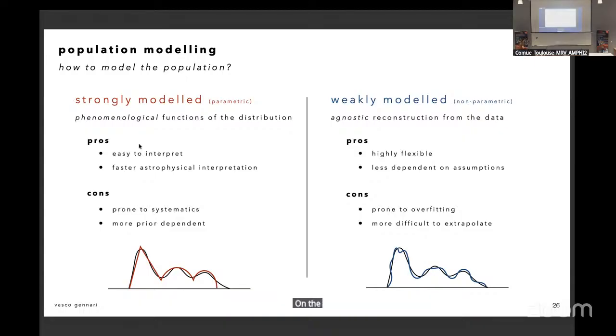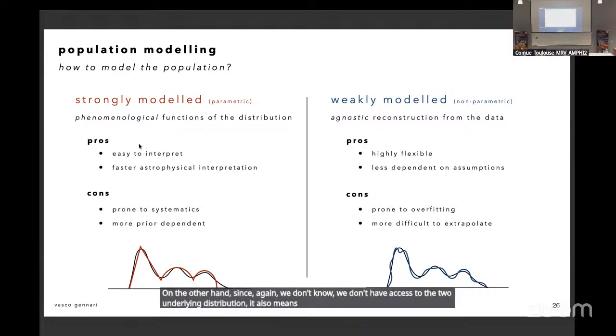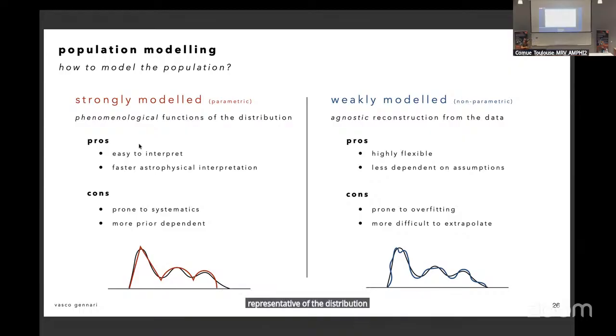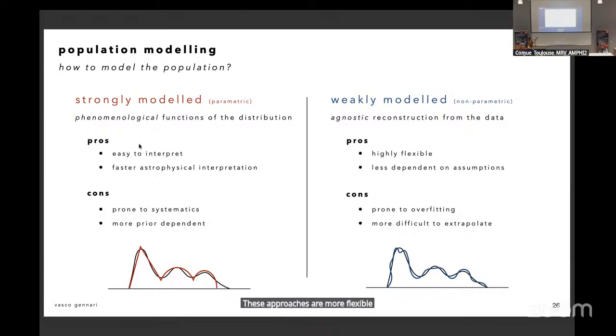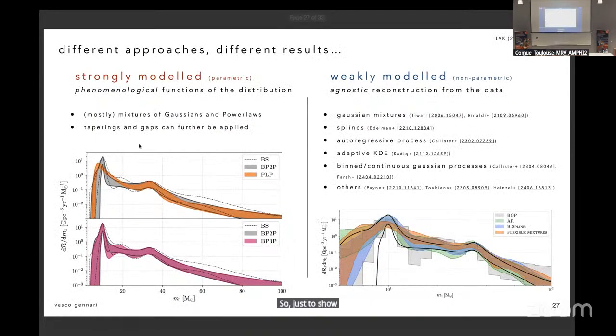On the other hand, since we don't have access to the true underlying distribution, it also means that we are more prone to systematics if you choose a function that is not properly representative of the distribution. The other class is weakly modeled approaches, in which you have a more agnostic reconstruction of the distribution from the data. These approaches are more flexible and less dependent on prior assumptions. On the other hand, they may be more difficult to interpret in some cases and may be more prone to overfitting.